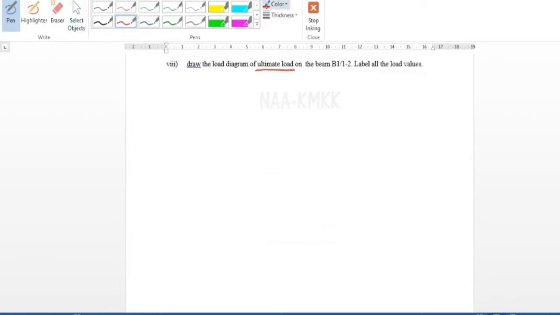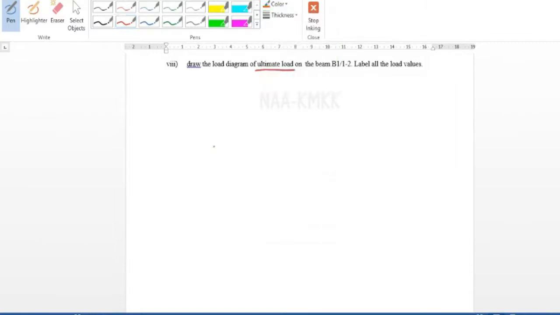Okay, let's sketch the load diagram first. Here is our beam. We have a support here. We have beam B1, 1, 2, right? So here we have column B1, 1, and here we have column B1, 2. Now refer to your own figure because I don't want to screw up.